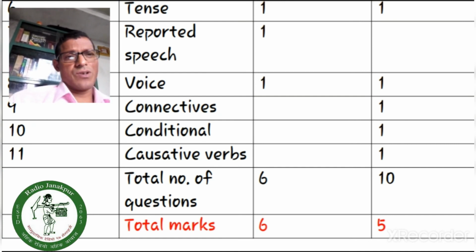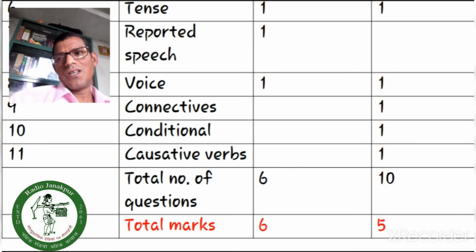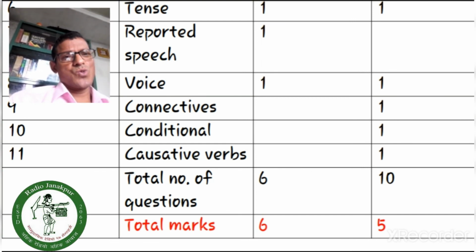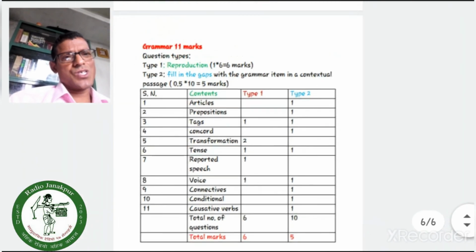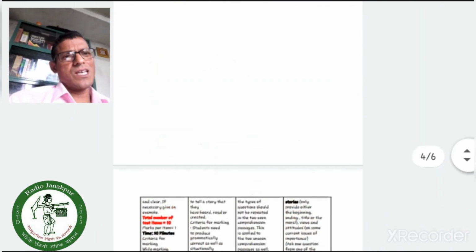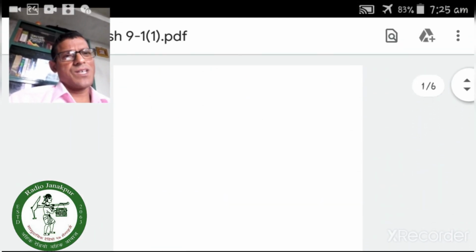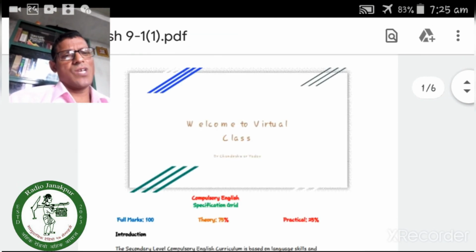In this way, altogether from grammatical items 11 marks of questions will be there. From reproduction there will be 6 marks, and from fill in the gaps 10 questions, and each question carries 0.5 marks. So overall grammatical items cover 11 marks, dear student. This is about the syllabus of compulsory English, as we have just talked.